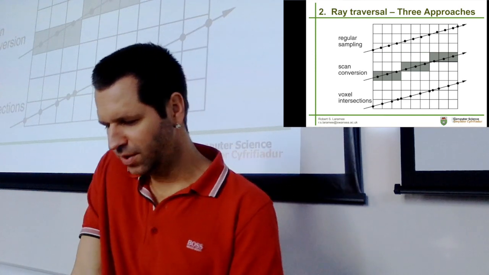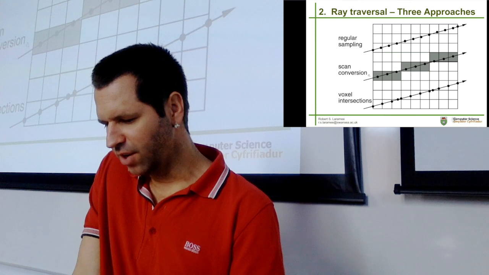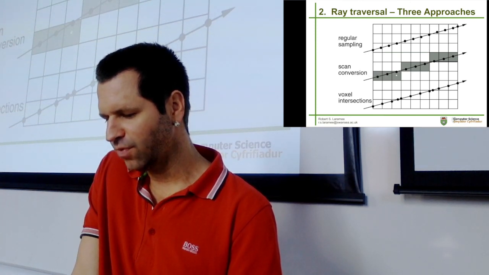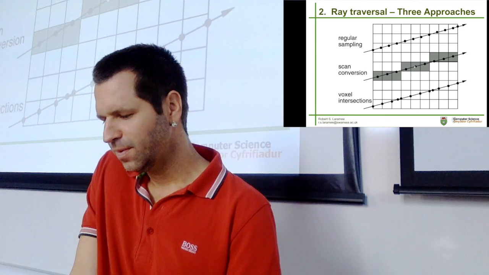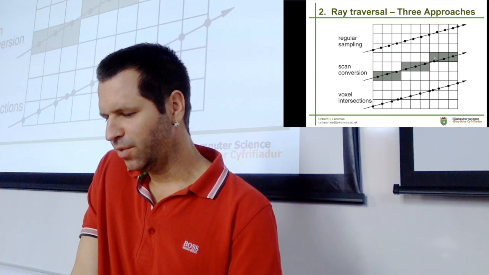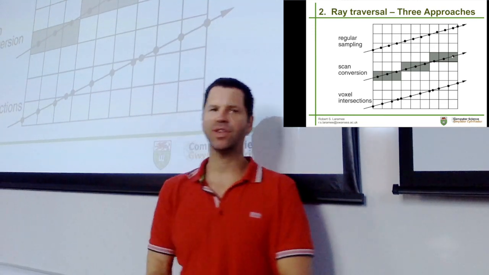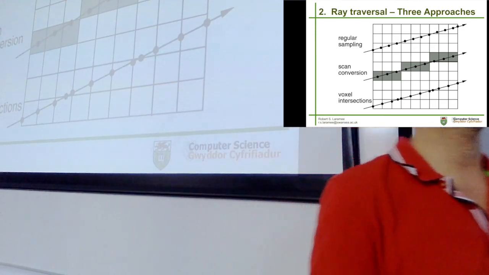Another way of doing it is called scan conversion, and it just uses the data sample at the center of each voxel. So here we're using what's also called nearest neighbor interpolation. You can think of it as nearest neighbor interpolation if you like.